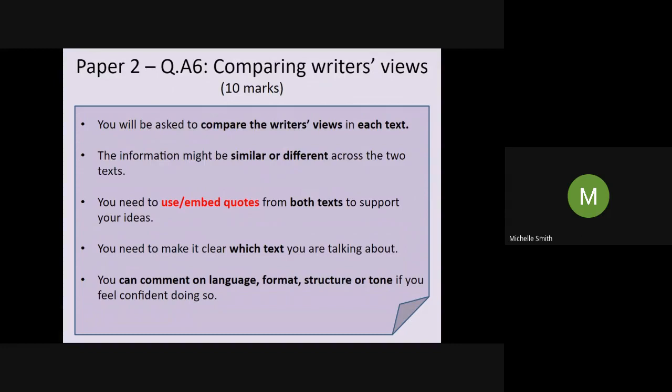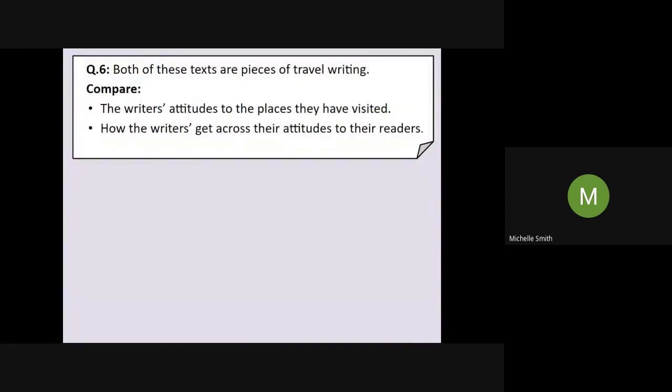We're going to answer the question the exact same way as we do question 2 and question 4. Point, evidence, point, evidence, point, evidence. It's a 10 marker. So again, our target is going to be about 8 points, supported by 8 different quotes. So let's look at the question.